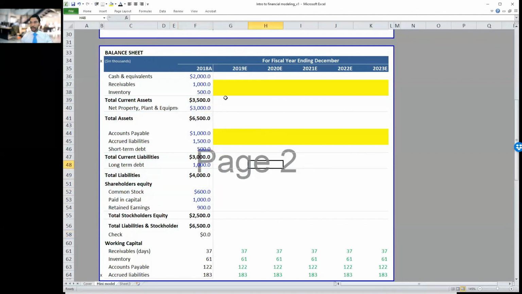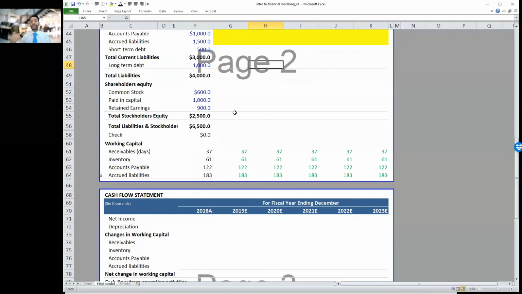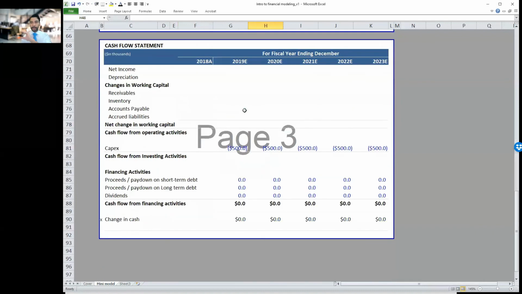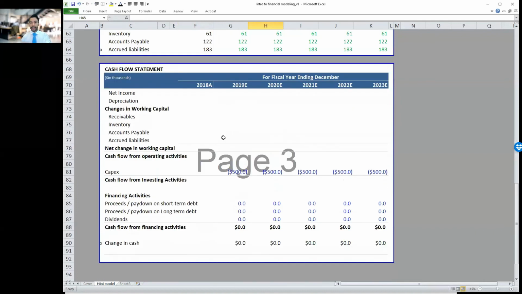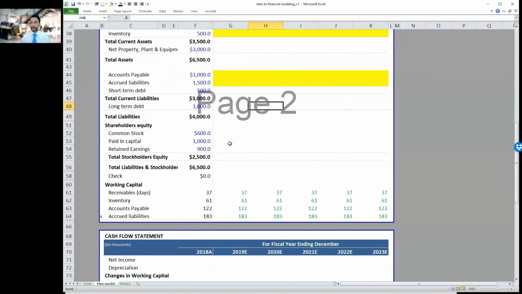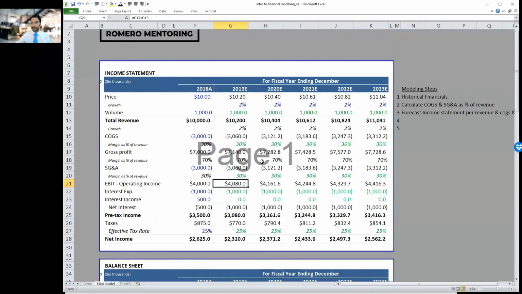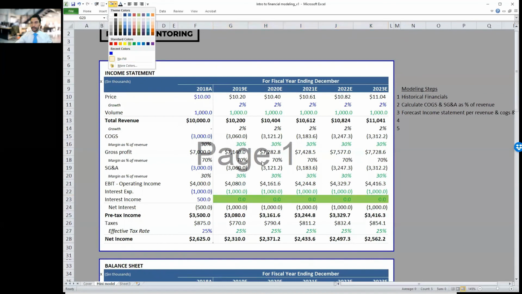And we're actually going to do that in our next lecture. So in the next lecture, we're going to complete the balance sheet. We're going to complete the cash flow statement. And then we're going to link the cash flow statement interest income up here to our income statement. And I'm going to highlight that line right here. This is where we're going to plug in the number or the information.